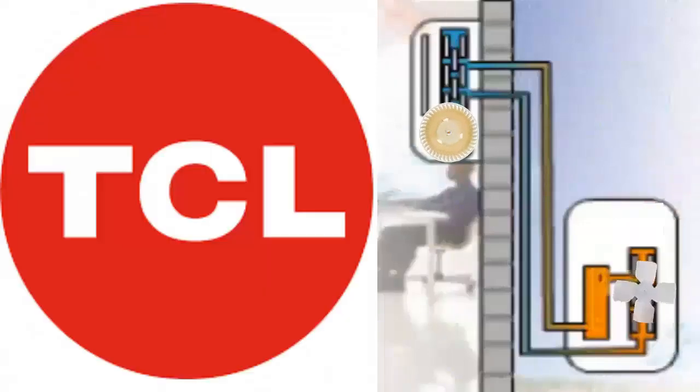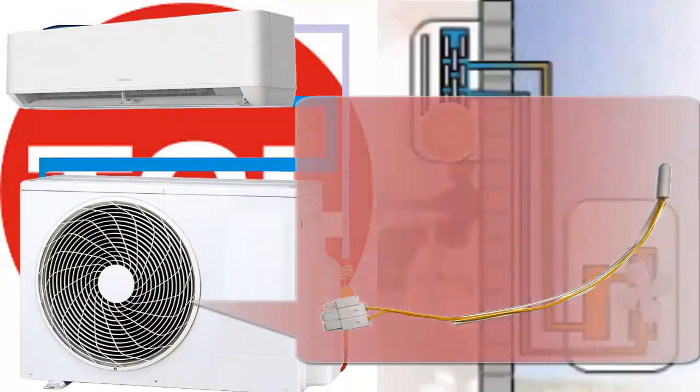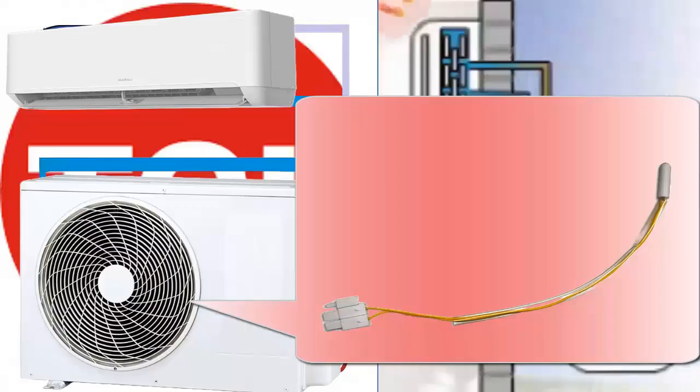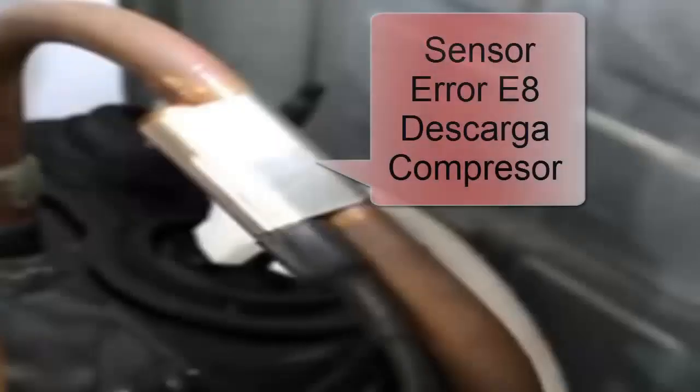The E8 error code in TCL air conditioners is related to issues with a temperature sensor located in the outdoor unit of the equipment. In this case, we are specifically talking about the temperature sensor located in the compressor discharge pipe, which is recognized as the thinnest pipe of the compressor. This sensor is responsible for measuring the temperature of the refrigerant gas that exits once it has been compressed.